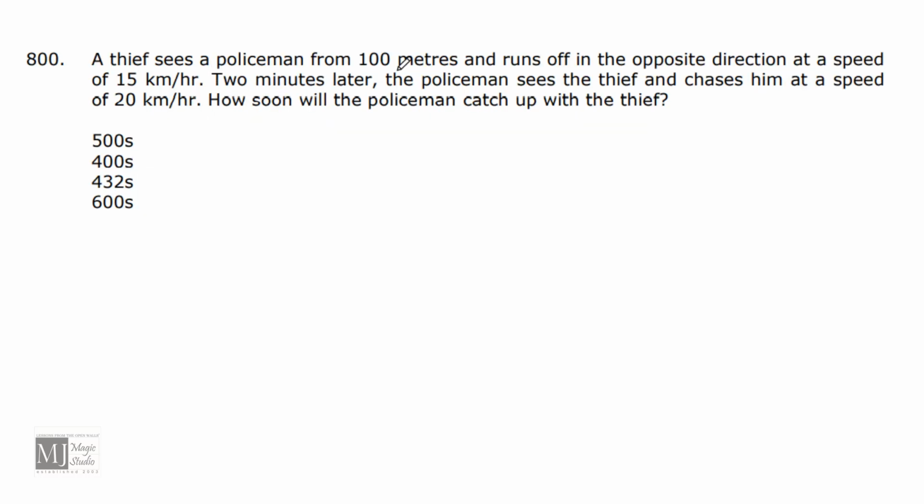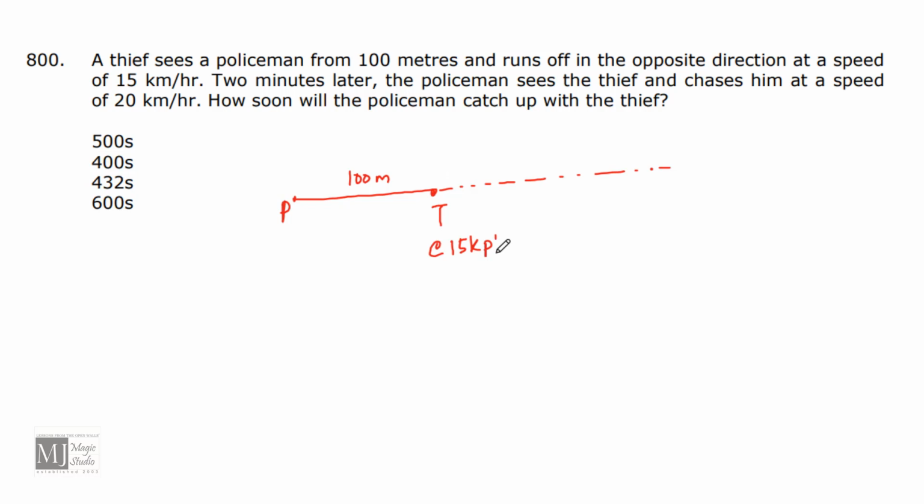A thief sees a policeman from 100 meters. Policeman, thief, 100 meters. And runs off in the opposite direction at the rate of 15 kph. 2 minutes later, after 2 minutes, that means how far is now thief from the police?